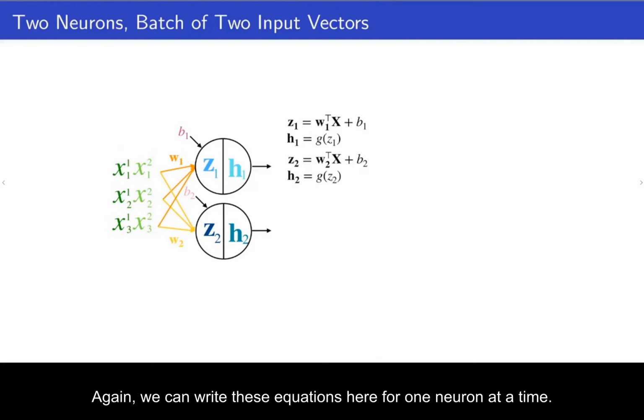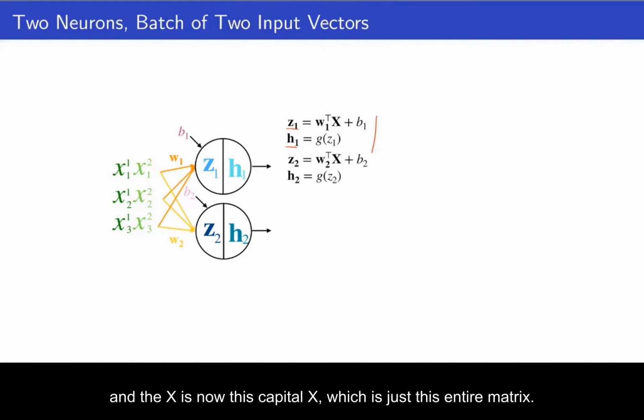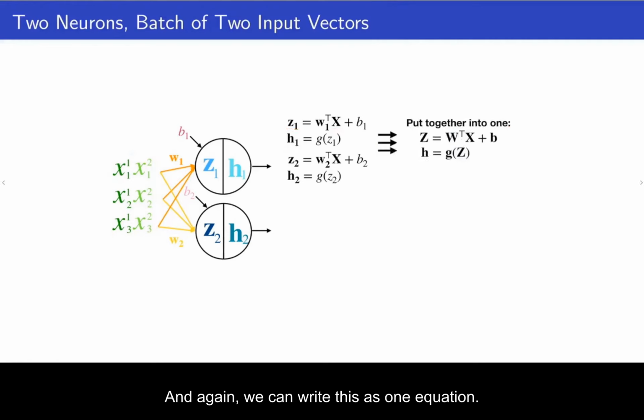Again, we can write these equations here for one neuron at a time. The only thing that changed here now is that the Z's and the H's are now bold-faced, so they have two elements in there. And the X is now this capital X, which is just this entire matrix. And again, we can write this as one equation.